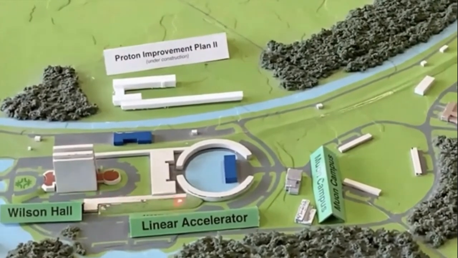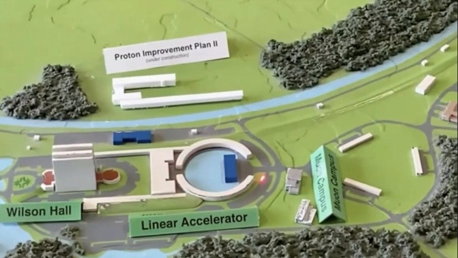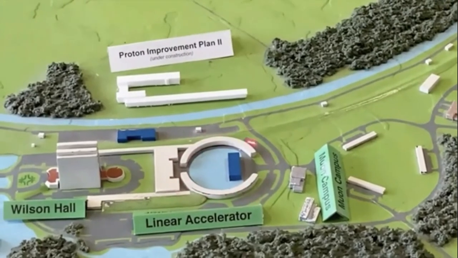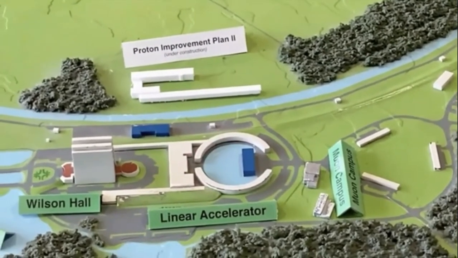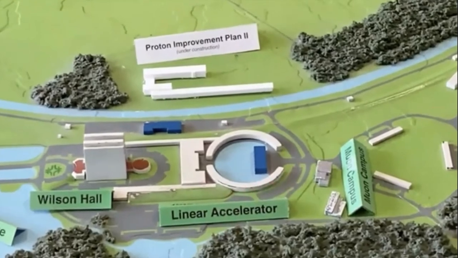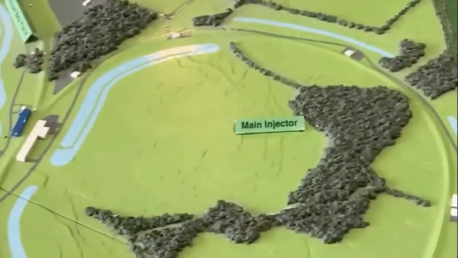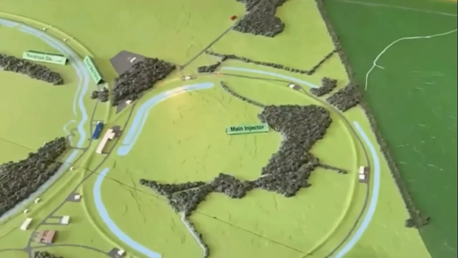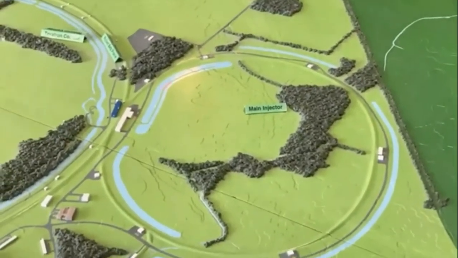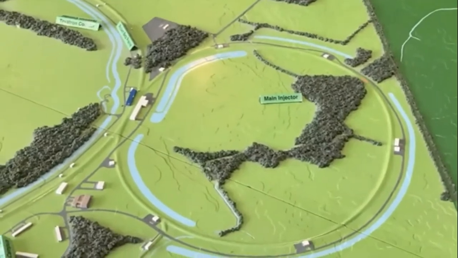From the Linear Accelerator, it goes to this small ring here called the booster ring. And we'll also see that when we get over to one of the other windows. And then from there, it goes to this large 2-mile circumference ring called the main injector ring. And again, we're accelerating it more and more as it goes through the main injector ring.